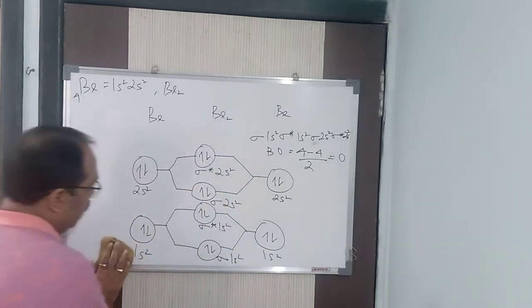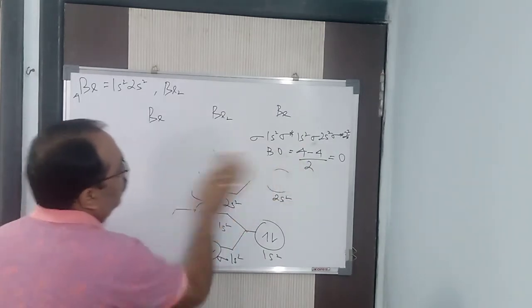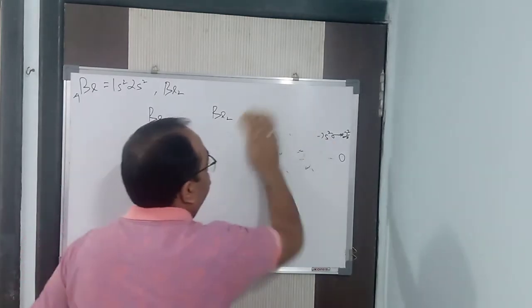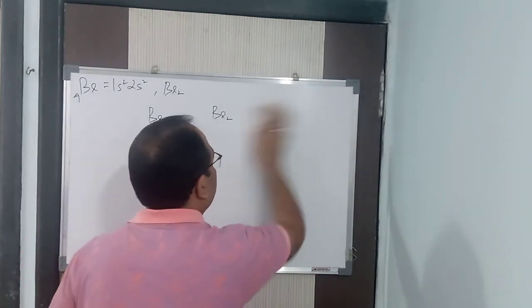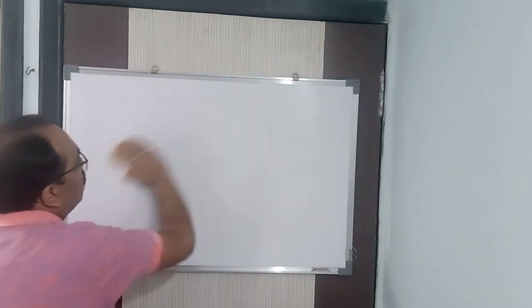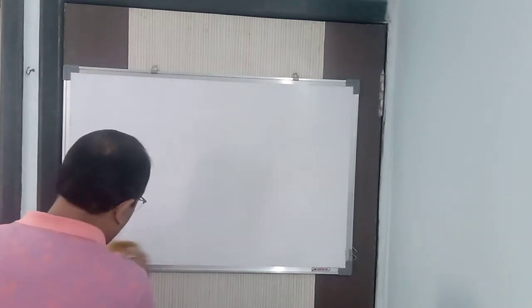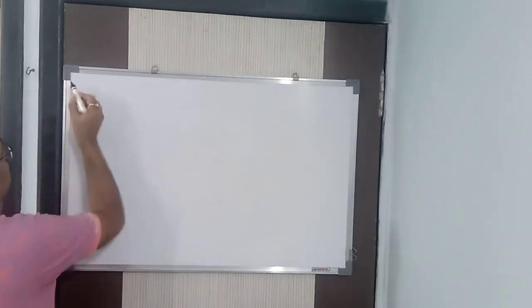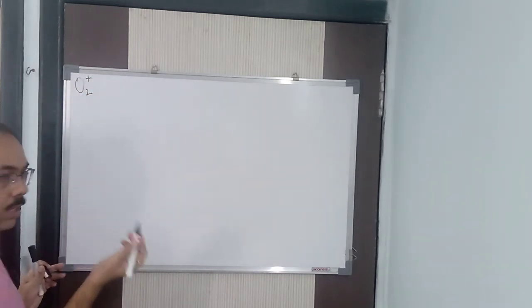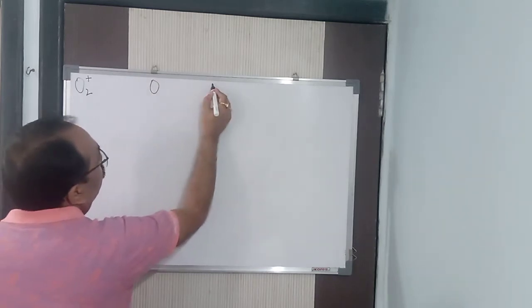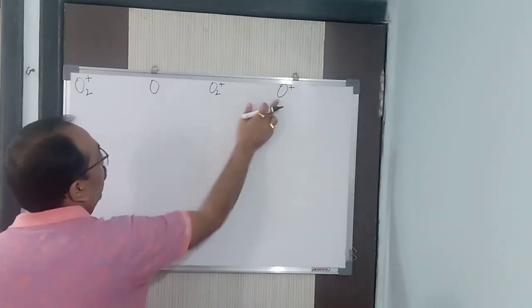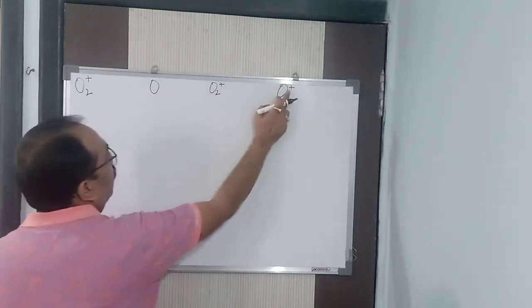Now next let us see the formation of another molecule, that is dioxygenyl cation. What is dioxygenyl cation? Dioxygenyl, O2, cation means plus. So it will be O2 plus, because O and O is O2 and the 1 plus means O2 plus.